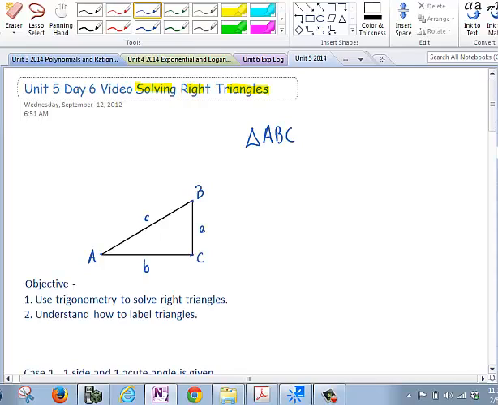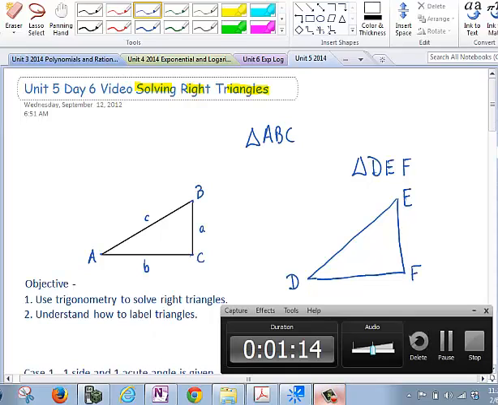What I want you to do real quick is pause the video. Imagine I give you triangle DEF. I'd like you to draw triangle DEF and show me where the sides would go if this was D, this was E, and this was F. Take 30 seconds.